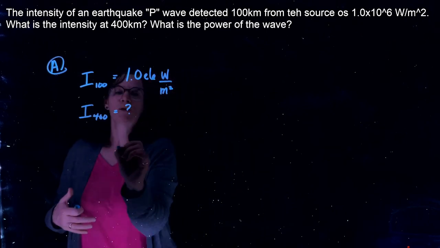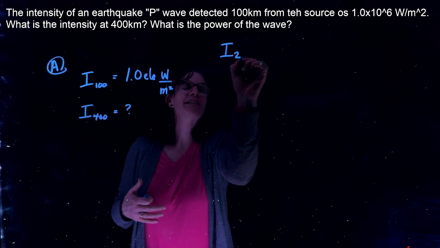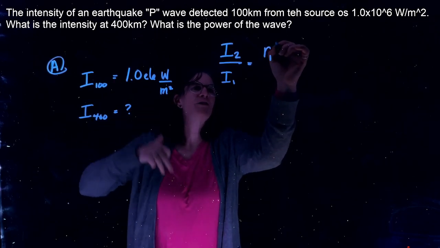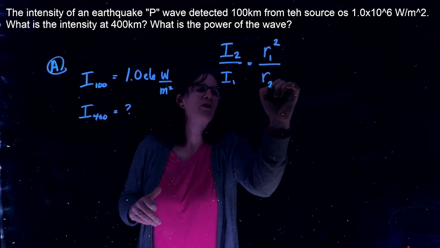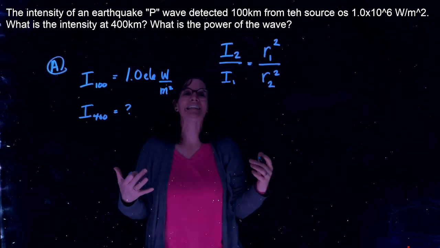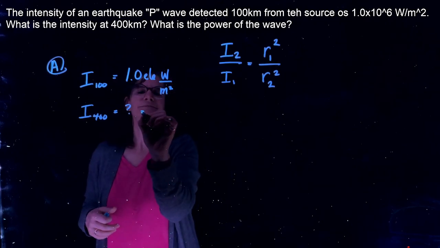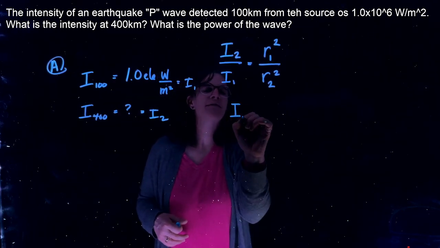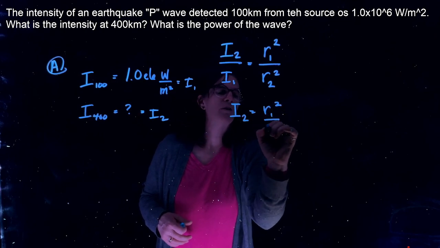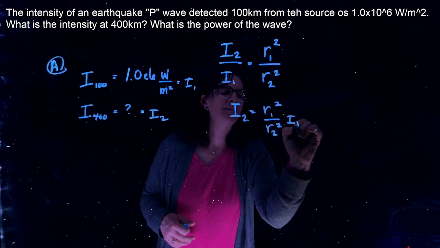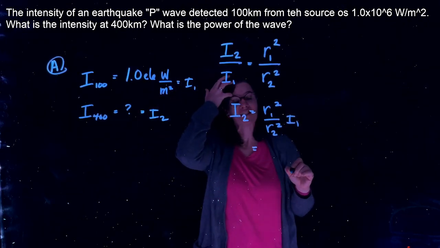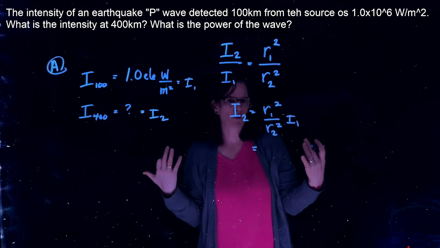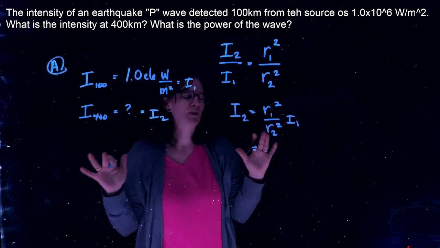Remember, our intensity equation tells us that the ratio of the intensities, I2 to I1, is equal to the reverse ratio, R1 squared over R2 squared. And so we have all the information we need. If I solve for I2, I get R1 squared over R2 squared times I1. We don't actually have to convert our distances to meters because they're in a ratio form. As long as those units are the same, we're okay.